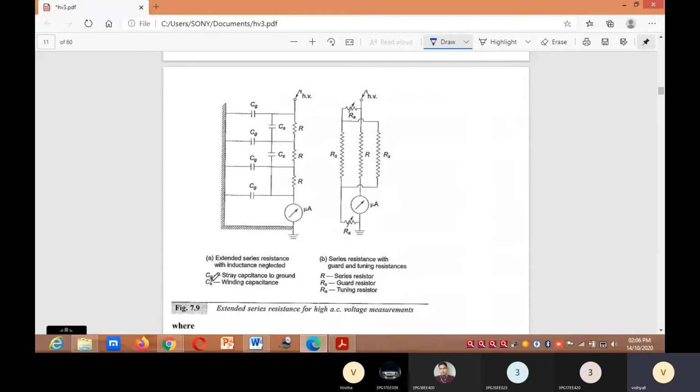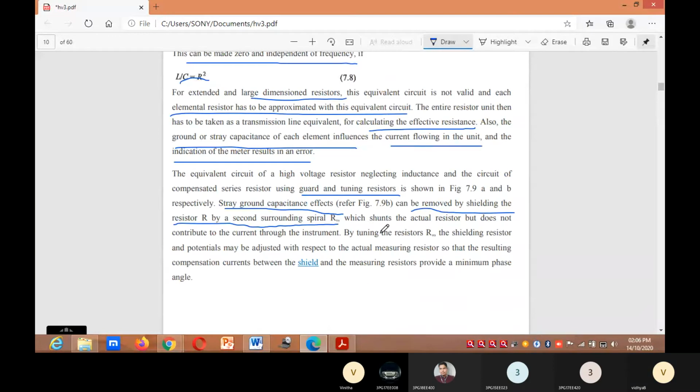Here Cg is the stray capacitance to ground and Cs is the winding capacitance. R is the series resistor, RS is the guard resistor, and RA is the tuning resistor. The guard shunts the actual resistor but does not contribute to the current through the instrument. By tuning the resistor RA, the shielding resistor potential may be adjusted with respect to the actual measuring resistor.